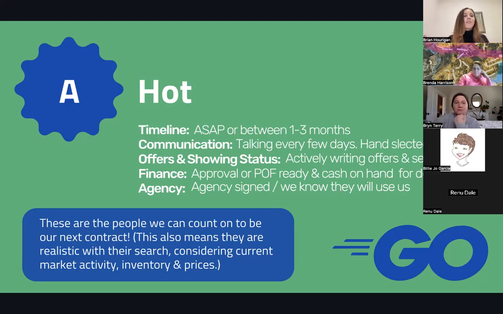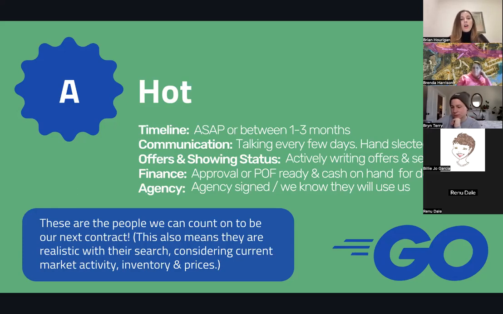New construction, I can have no idea when that's going to close, but I can tell you when someone wants to start shopping or when they want to go under contract. These are people I'm talking to very regularly, every few days. I'm very familiar with their criteria. We've shopped a lot. I can tell what layouts they like, what cabinet colors they like, things like that.